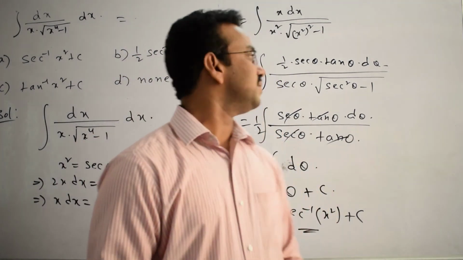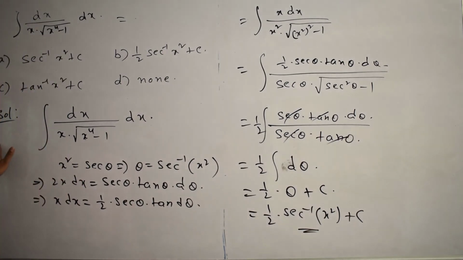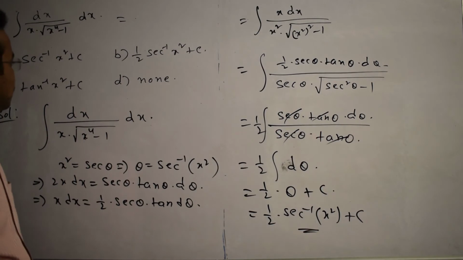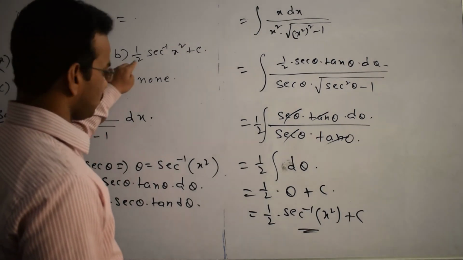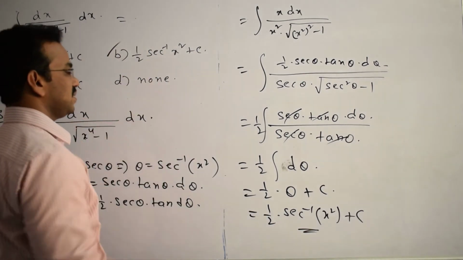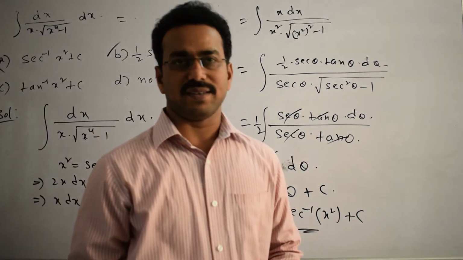Now let us compare with the given options. So what are the given options here? See, 1 by 2, no, there is no n by 2. This is incorrect. So here the option B is 1 by 2 secant inverse of x square. Yes, exactly, this is the correct option. Rest of the options are incorrect.